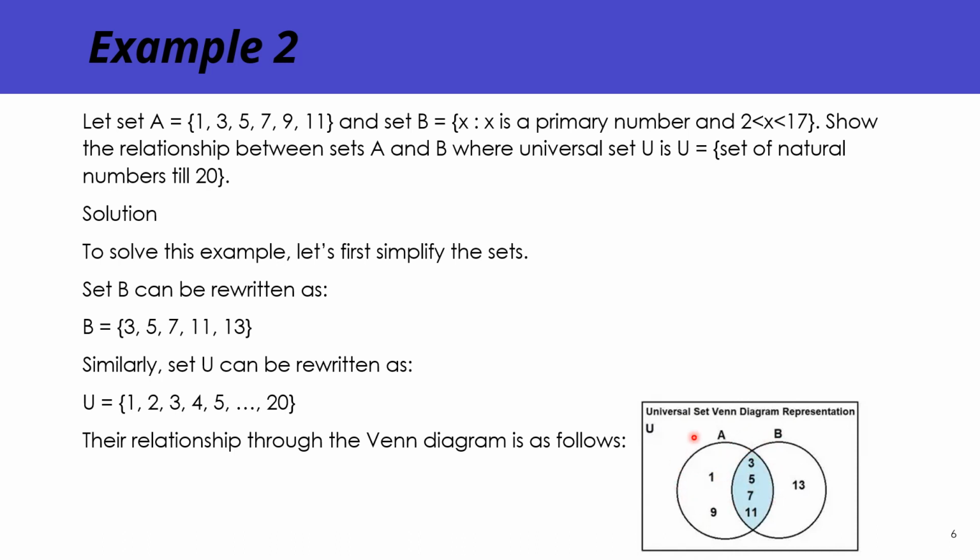So we have two circles, A and B. We notice there are elements from B which are also elements from set A. So they belong to one universal set.